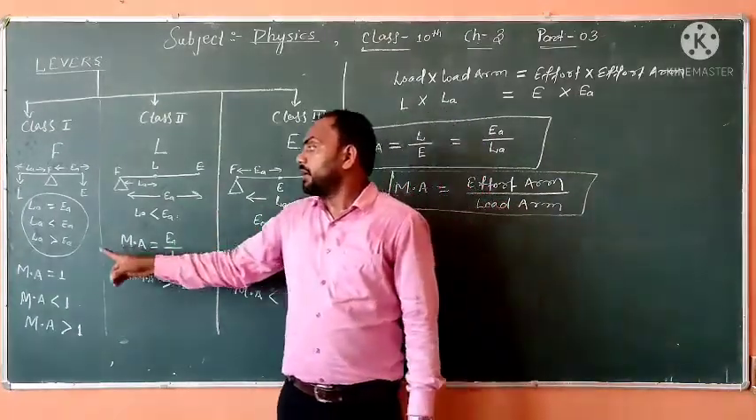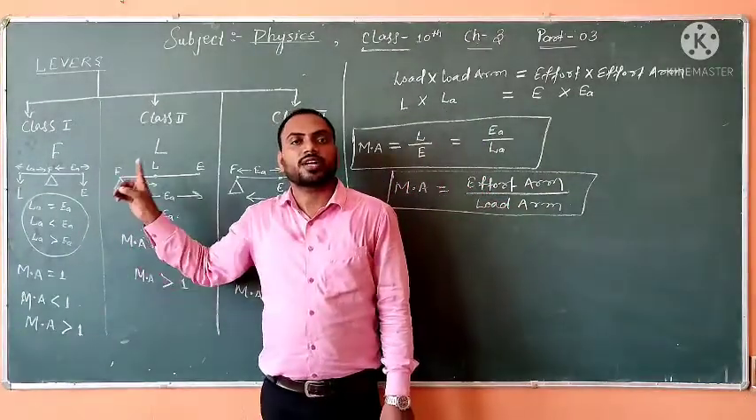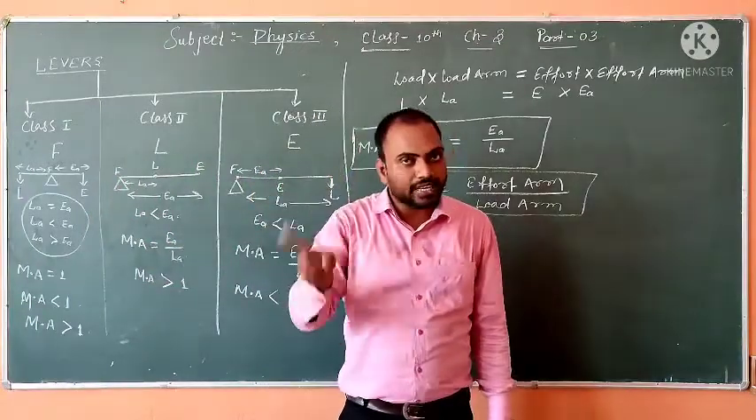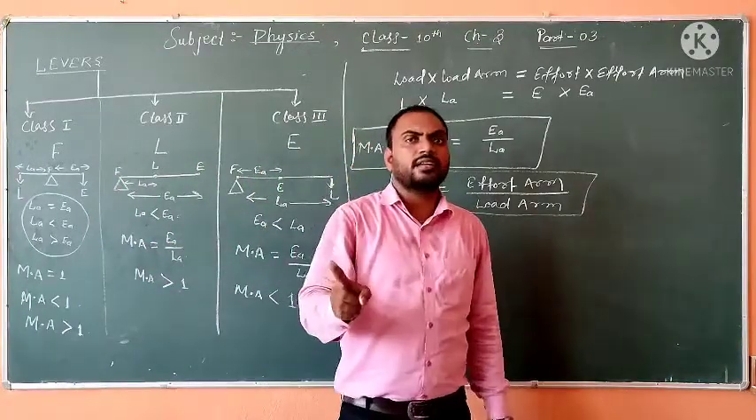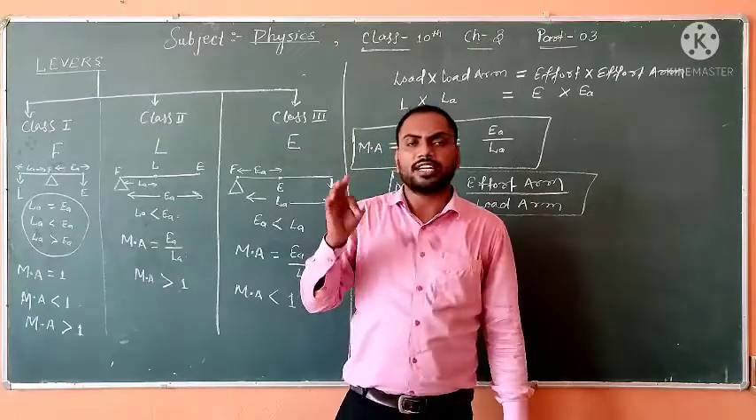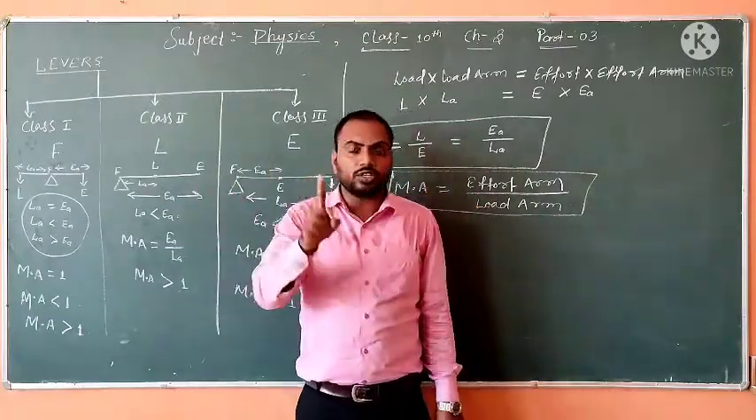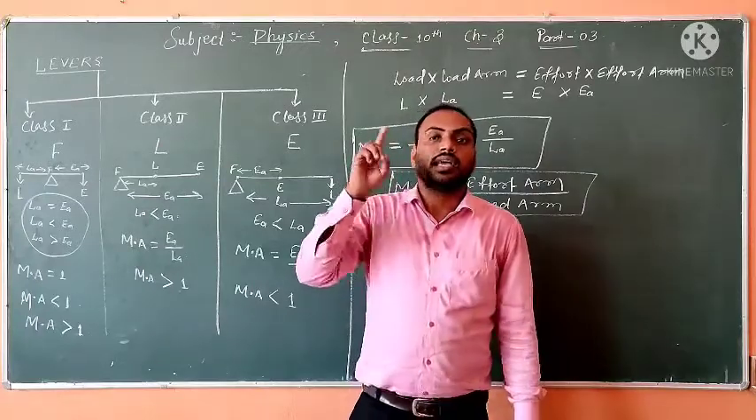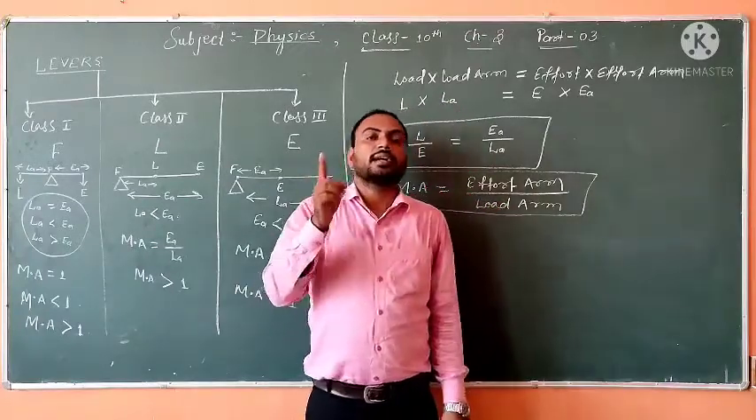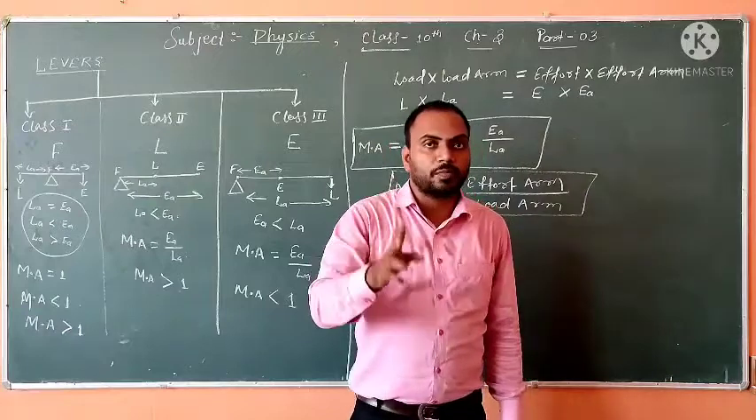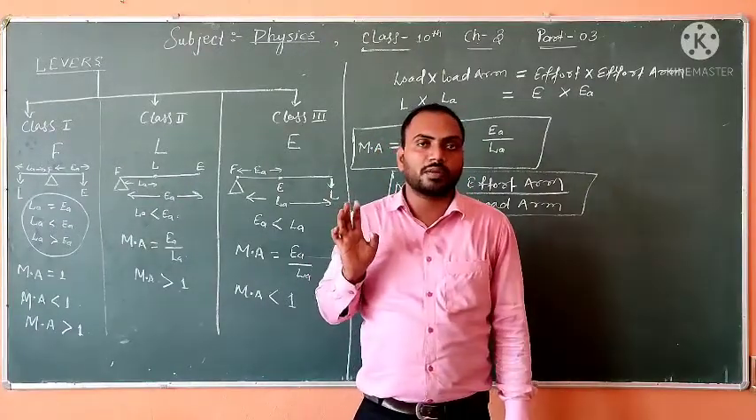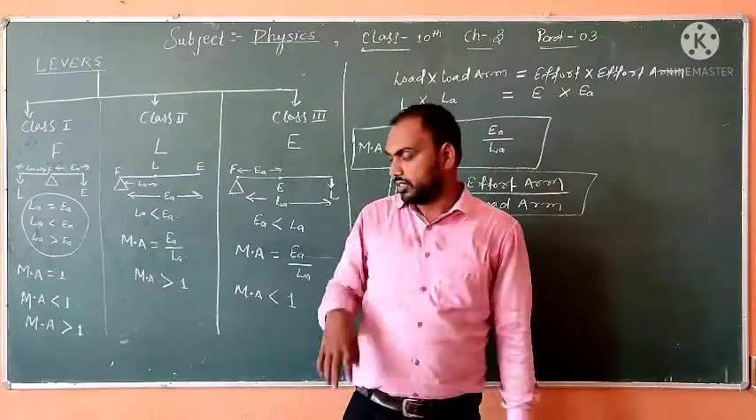Because the mechanical advantage of a class 1 lever may be equal to 1, may be greater than 1, may be less than 1. That's why if it is equal to 1, it will be a direction changer. If it is greater than 1, it will be a force multiplier. If it is less than 1, it will be a speed multiplier. I hope you are able to understand.